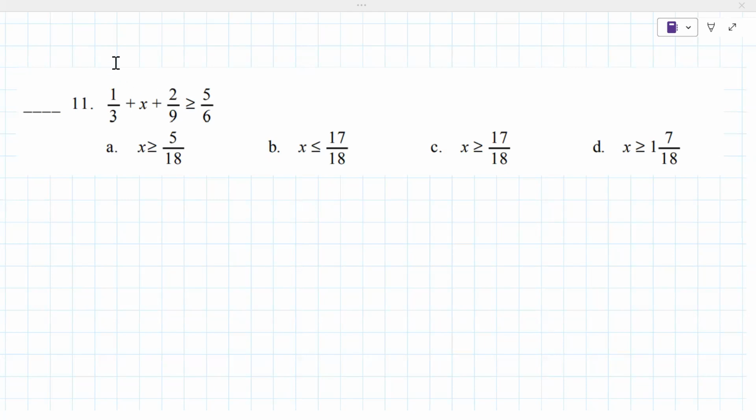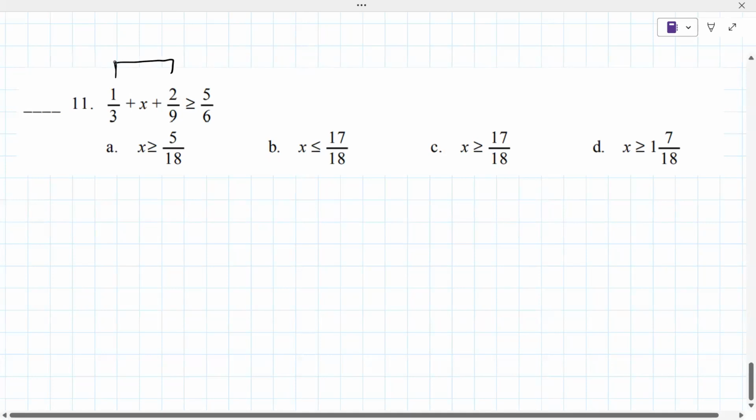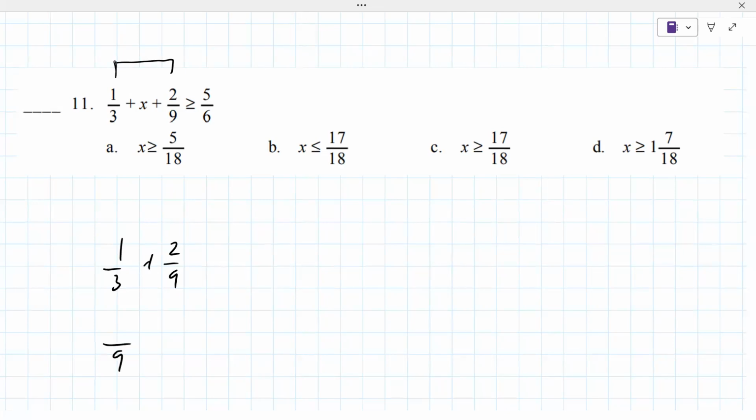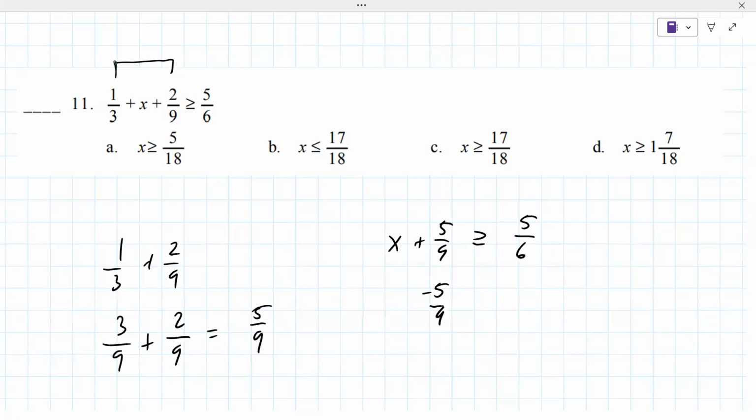Yeah, let me jump in here. When you're adding those two, 1/3 plus 2/9, you can make the common denominator 9. You don't have to go to 18. 9 works just as well. So that's 5/9. So you get x plus 5/9 greater than or equal to 5/6. Oh wait, it should be times 3, should be 10. So it'd be 5/18. So it'd be A. Yeah. I mean, I don't know if you get anything like that, but might as well look at one or two.